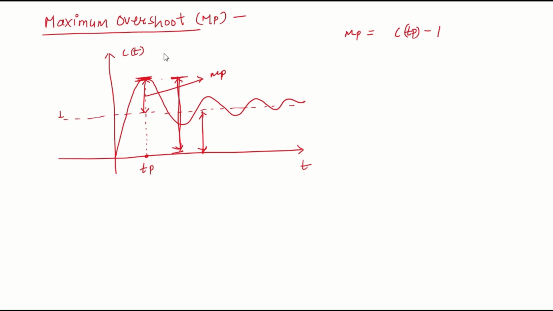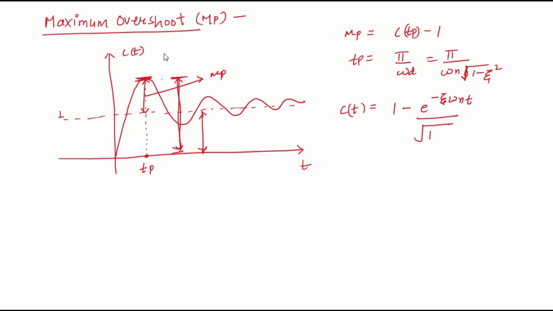Now I already know that in the previous slide we already determined this value tp. It is equal to pi by omega d, or you can say it is pi by omega n under root 1 minus zeta square, and the response C(t) of a second order system in the underdamping case is 1 minus e raised to power minus zeta omega n t divided by root 1 minus zeta square sine omega d t plus theta.